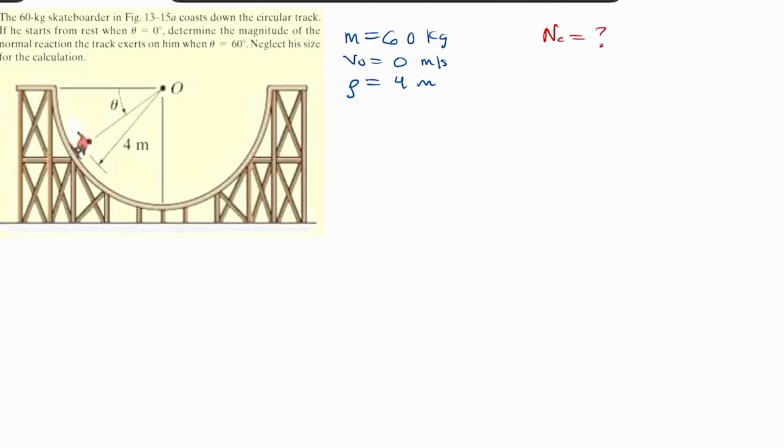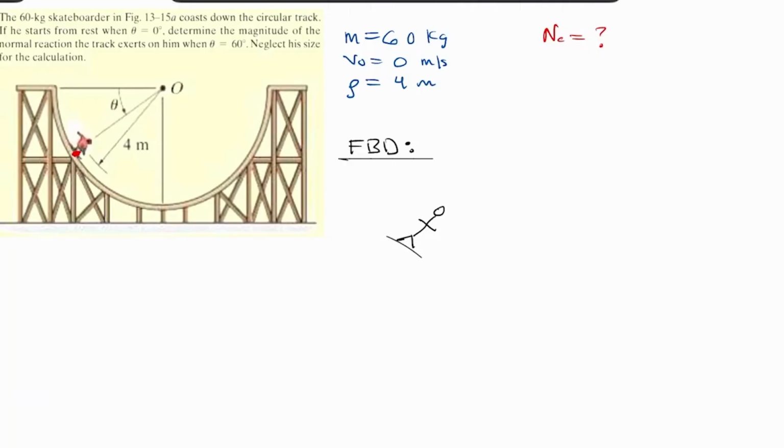So about that point, what is the reaction when theta equals 60 degrees? All right, so once again, let's write down our free body diagram. With our free body diagram, we're going to draw it for the skateboarder. So we have something like this. The guy is skating down the ramp.